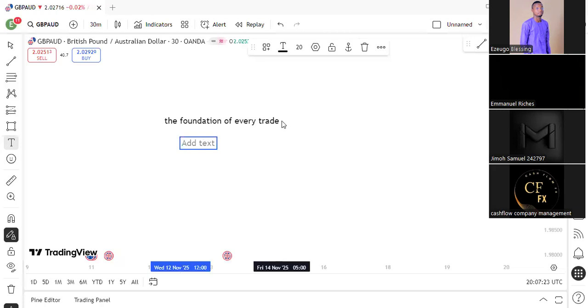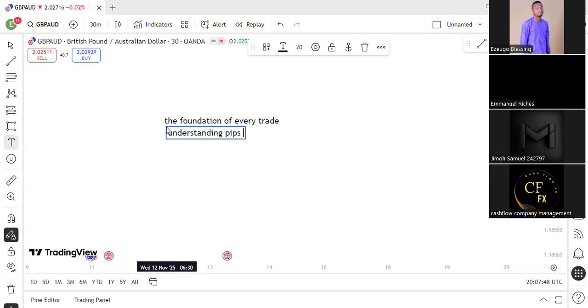We're talking about the foundation of every trade. Under the foundation of every trade, we're going to be talking about understanding pips. Last class I talked about pips, but I did not talk more on it. So today I'll be talking more on pips, understanding pips, and talking about lot size.